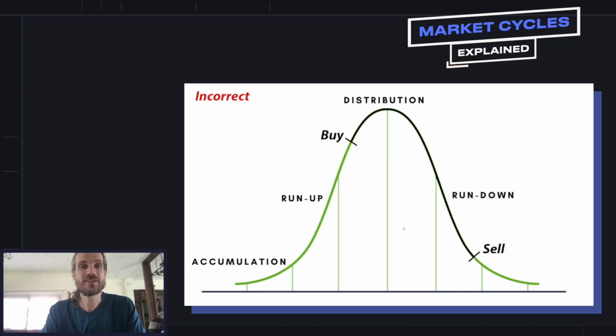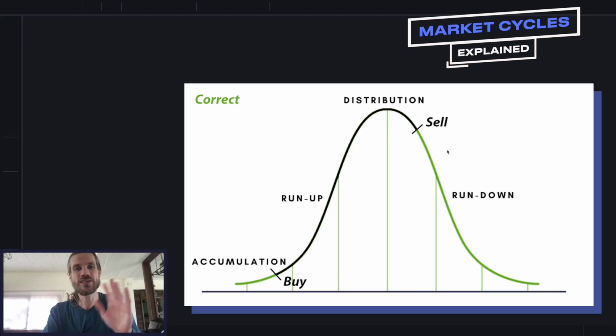So you miss the entire cycle simply because you bought green and sold red, when you should be buying red, or rather buying in accumulation and then selling when it's green. This is something you see all of the time.